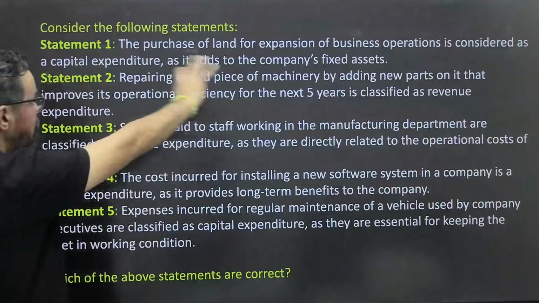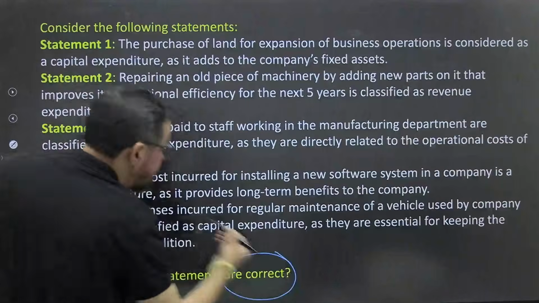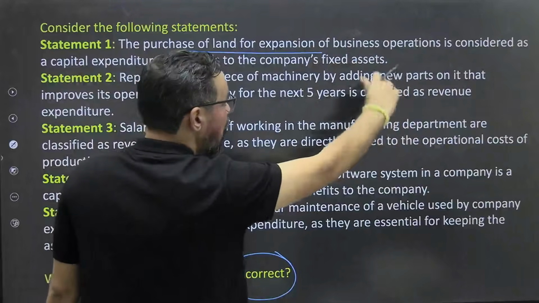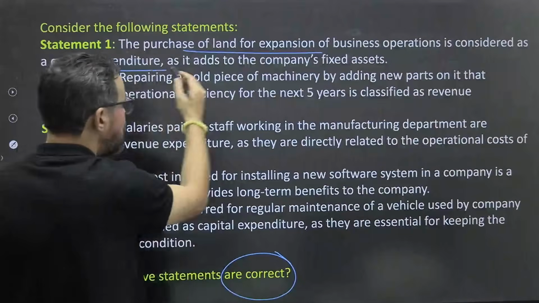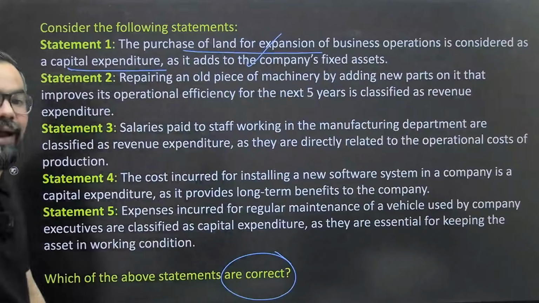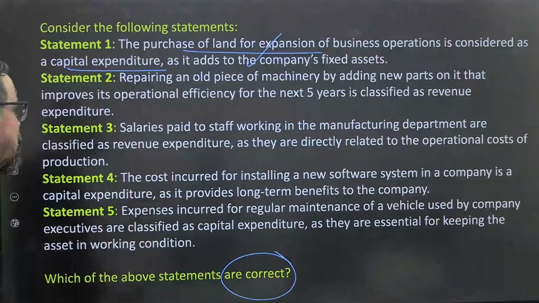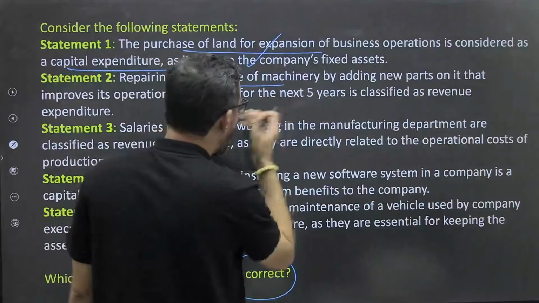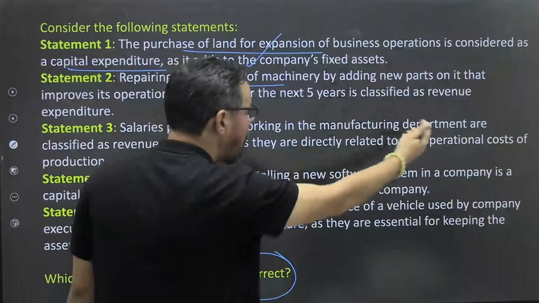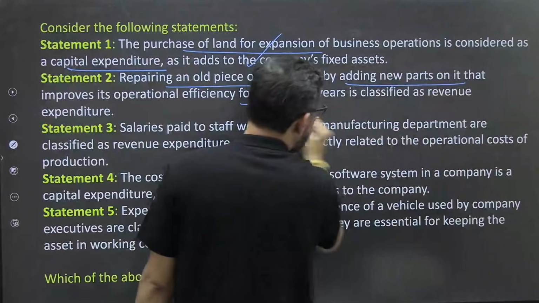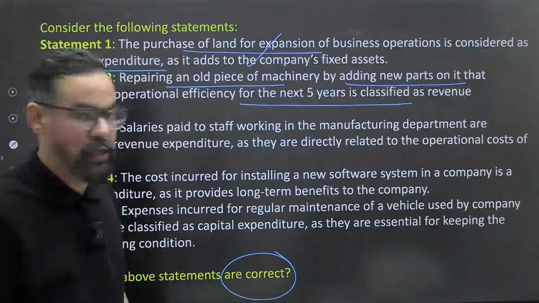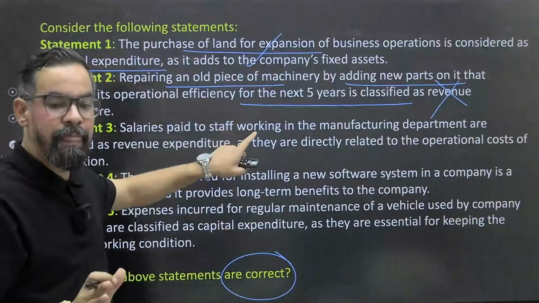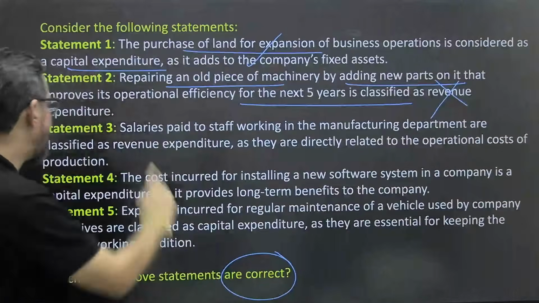So consider the following statements and you have to find out the correct statement. Statement 1, the purchase of land for expansion of business operation is considered as capital expenditure. 100% true. Land is a non current asset, so it is your capital expenditure. 2, repairing an old piece of machine by adding new parts. So if you are adding new parts and this is increasing the life, it is categorized as capital expenditure. So not revenue expenditure. This is wrong. If it is mentioned only repairing for the uses and all, it will be revenue. Otherwise, it is capital. So this is wrong.